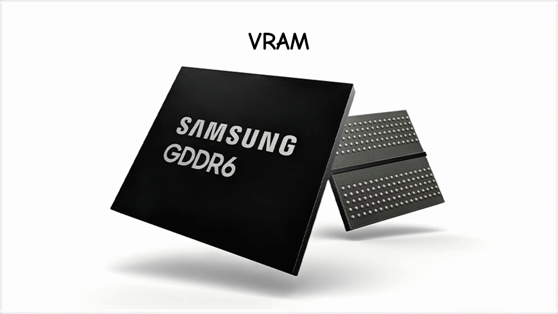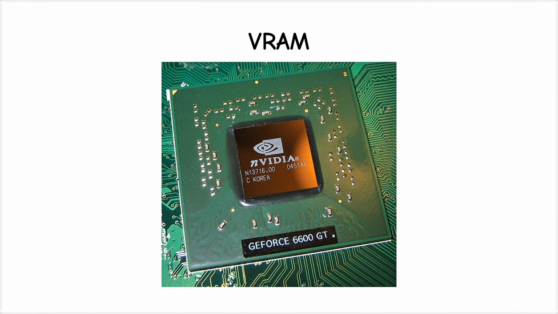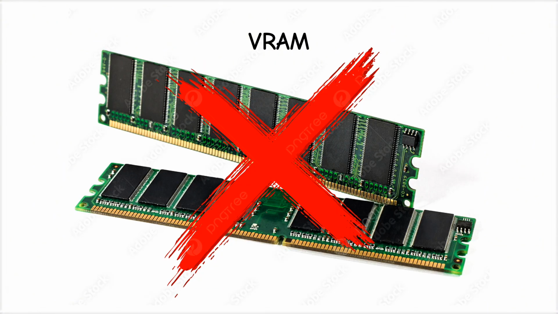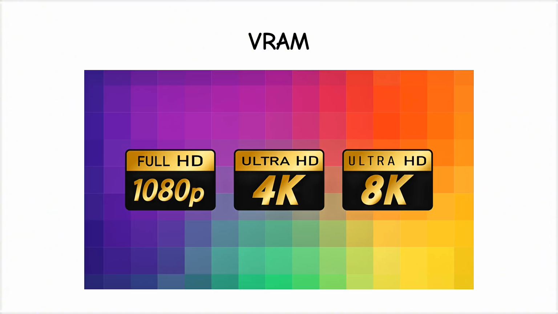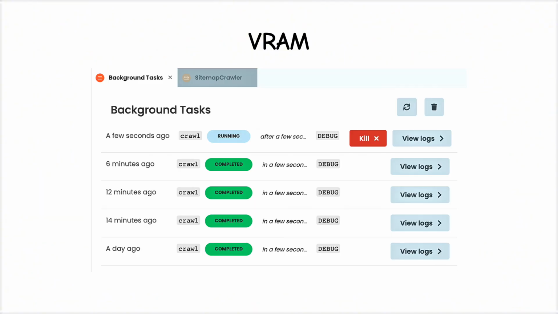It uses specialized high-bandwidth architectures like GDDR6 or high-bandwidth memory to feed data to the graphics processor at speeds standard system memory cannot match. This separation ensures that rendering a high-resolution video or running a visually demanding application never competes for bandwidth with the rest of your computer's background tasks.